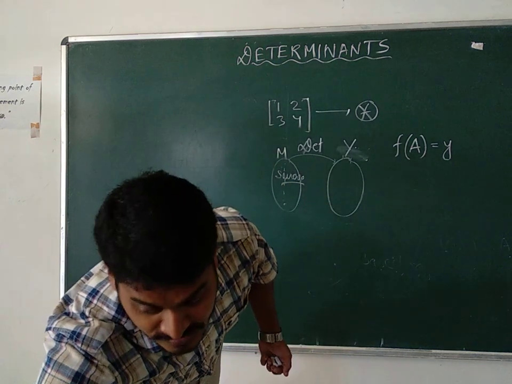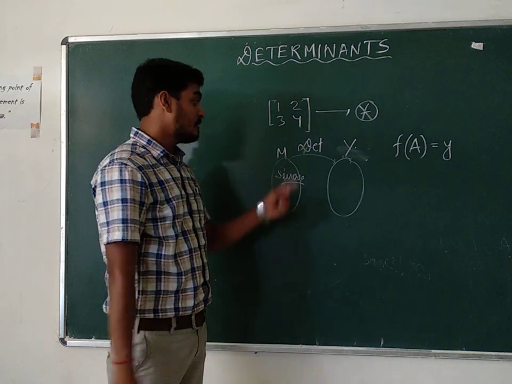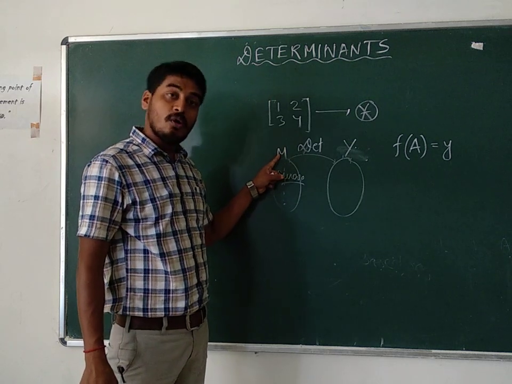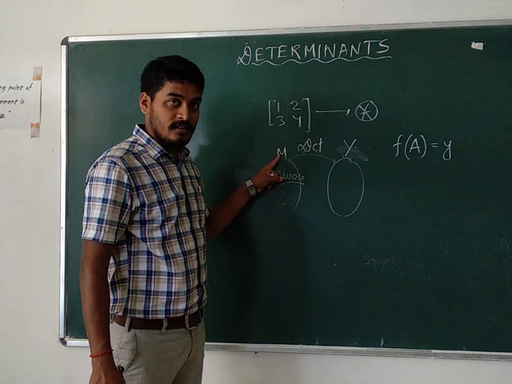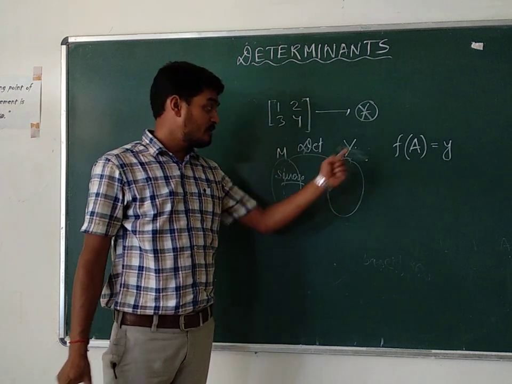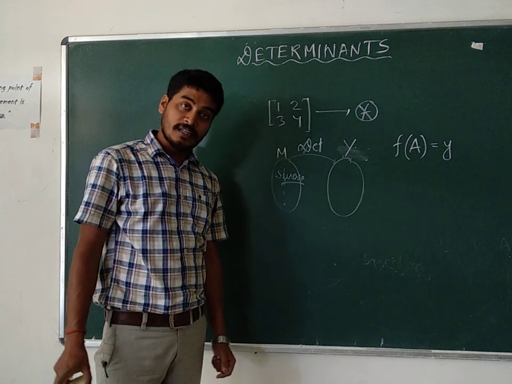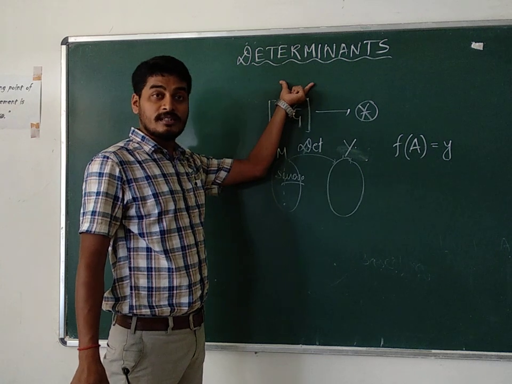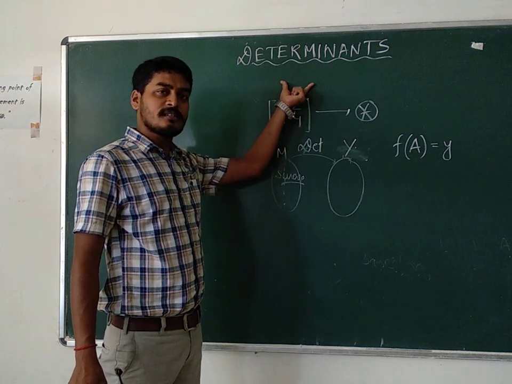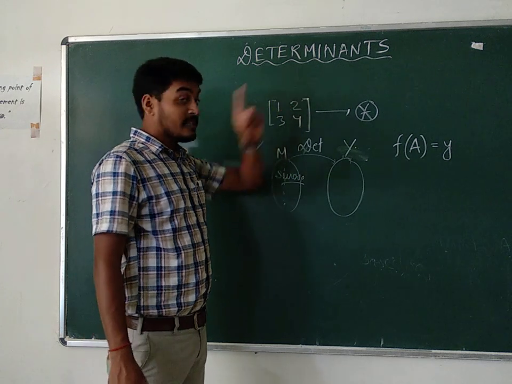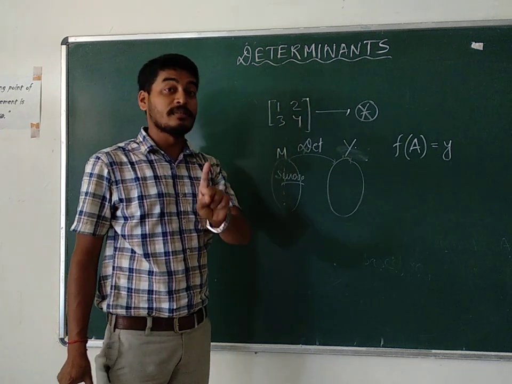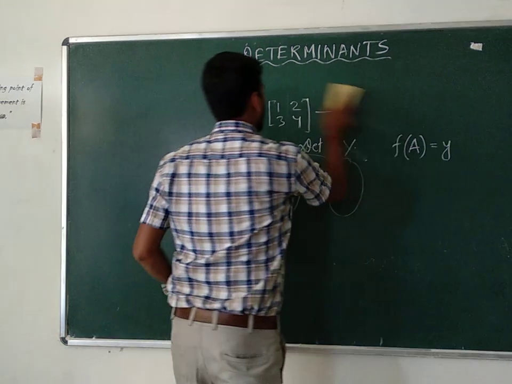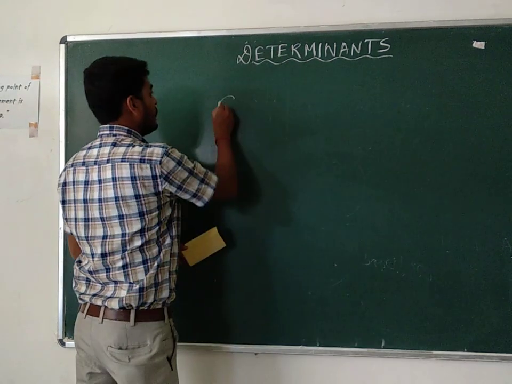So determinant itself is a function which is defined from the set M, you can use any letter to represent the set, which contains all the square matrices, to the second set Y, you can use any symbol to represent it, which is either real numbers or complex numbers. So determinant is a value related to a square matrix. Determinant is nothing but a number, maybe real or maybe complex, related to a square matrix always.